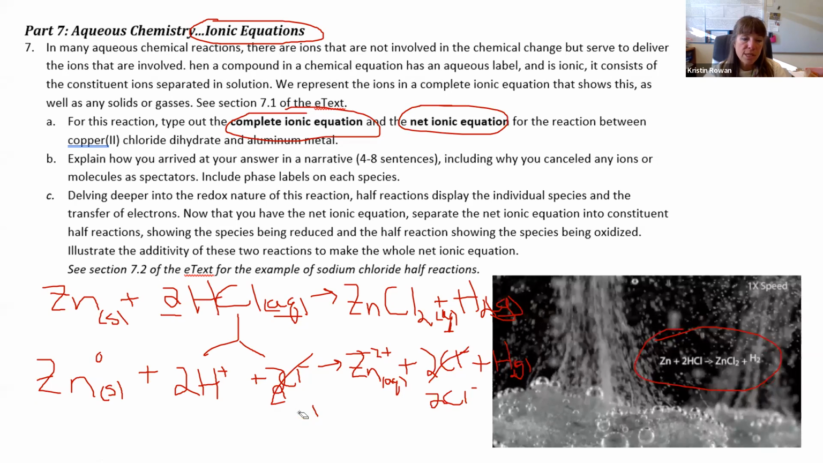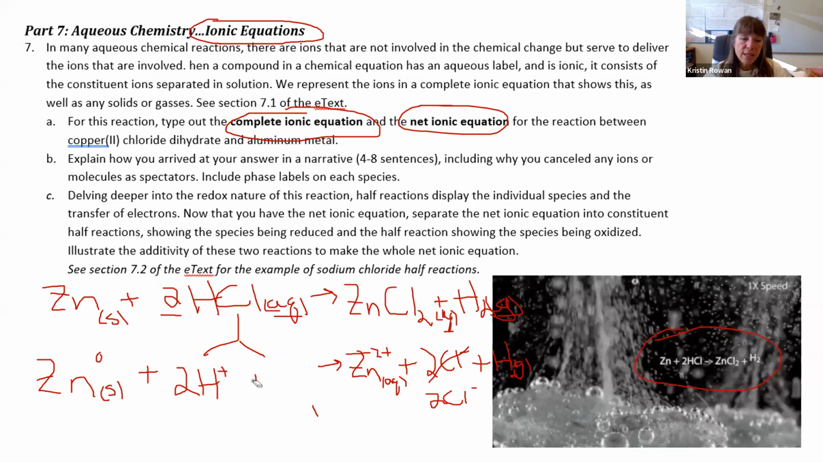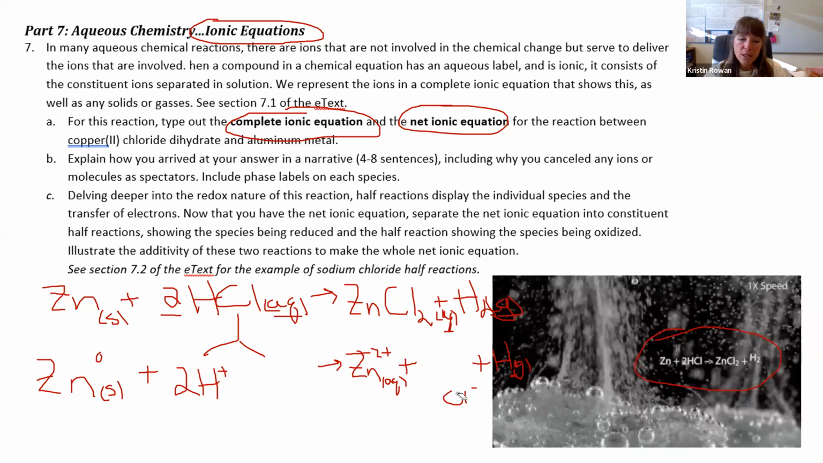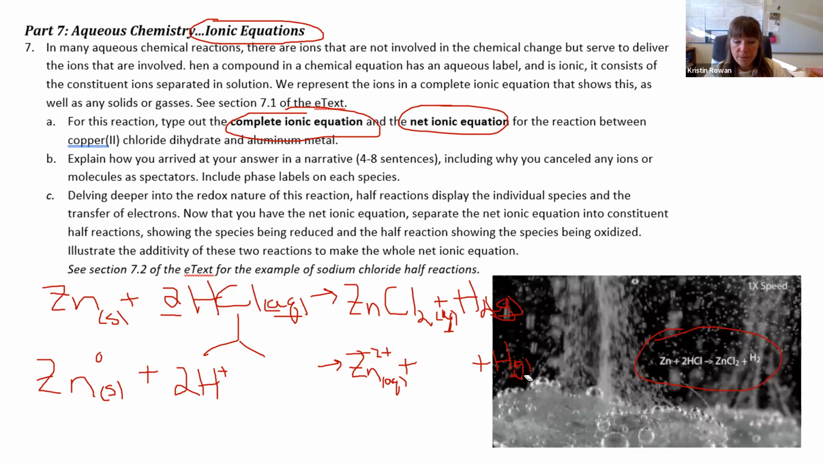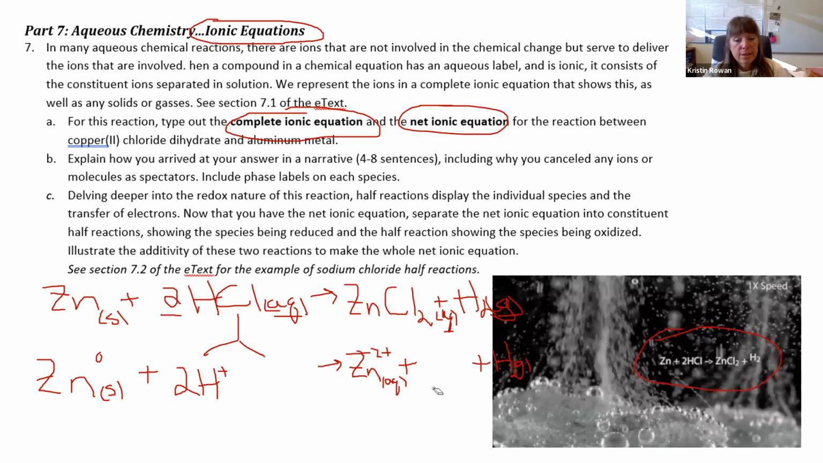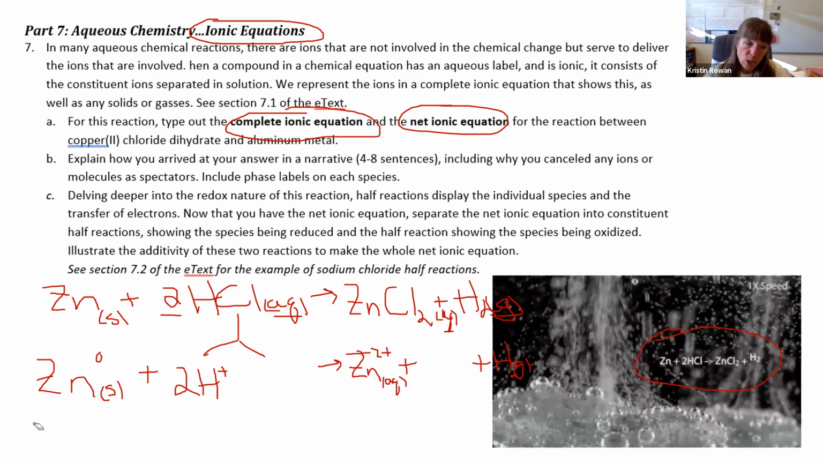So what I just did there was cancel the spectators. And what that leaves is what's called the net ionic equation, which is that. Zinc solid plus 2H plus to make zinc 2 plus and hydrogen gas. And it's balanced. That is called the net ionic equation.